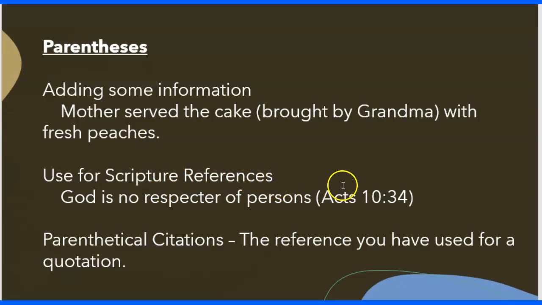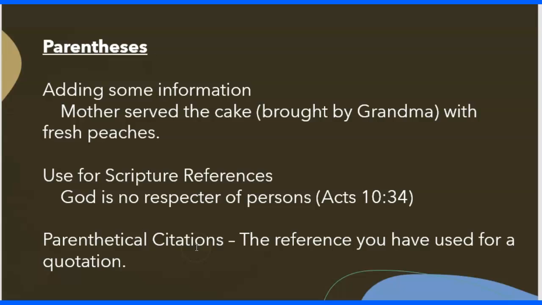We also use it for scripture references. So if I give you a scripture and then I put the reference in, I can do that with parentheses. I could also say God is no respecter of persons, which comes from Acts 10:34. You don't have to use the parentheses, but that is the popular way to insert it.